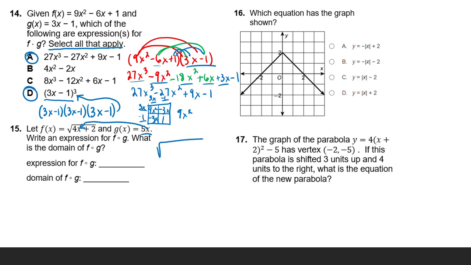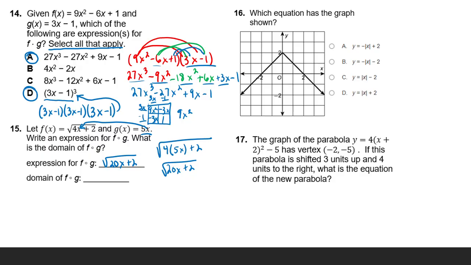So basically we're going to rewrite this as the square root of 4 times 5x plus 2, and then we're just going to go through and simplify it if possible. Okay, so for this one, if I simplify that, 4 times 5 is 20. Okay, neither one of those are perfect squares, so it's just going to stay like that. So that is our answer right here, the square root of 20x plus 2. So again, you just plug in g of x for the x that's in f and simplify it.